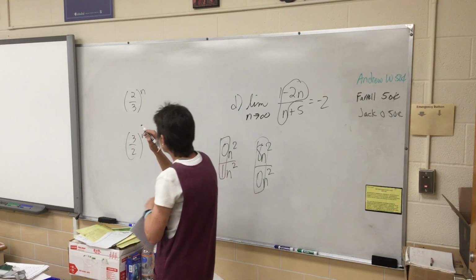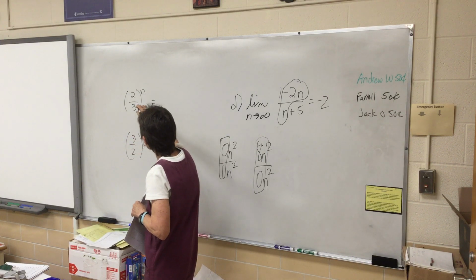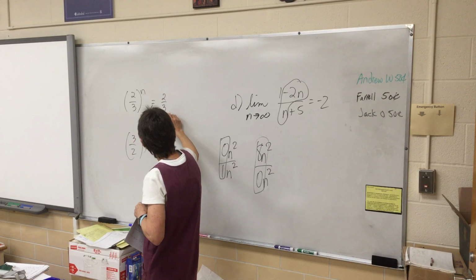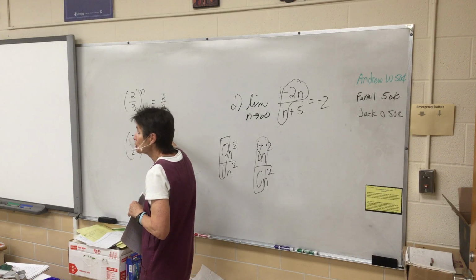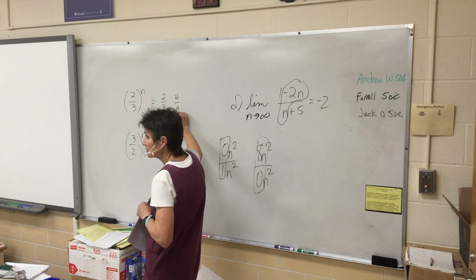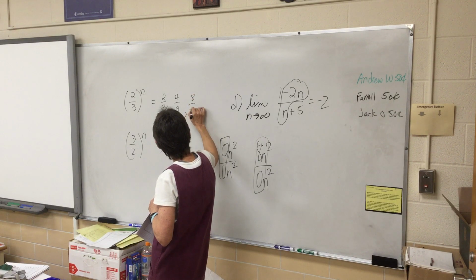And think about, okay, what would this sequence look like? So if I put in a 1, it would be 2/3. If I put in a 2, it would be 4/9. If I put in a 3, it would be 8/27.